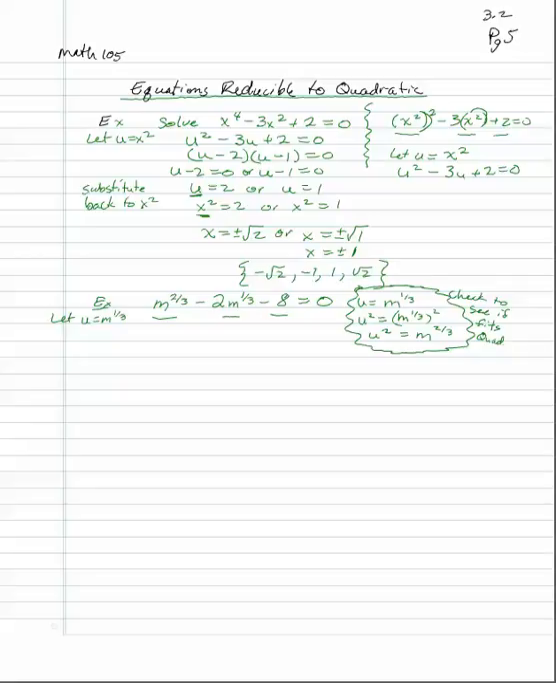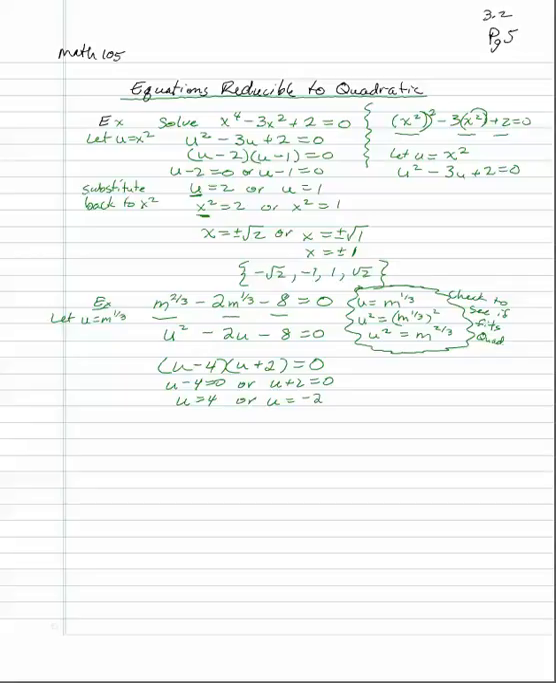Okay, so we got u squared minus 2u minus 8 equals 0. Factor it if you can factor it. If not, use quadratic formula. So let's see, factors of 8 that subtract to 2 is 4 and 2. Bigger one's negative, signs are different. So u minus 4 equals 0, so u equals 4. Or u plus 2 equals 0, so u equals negative 2.